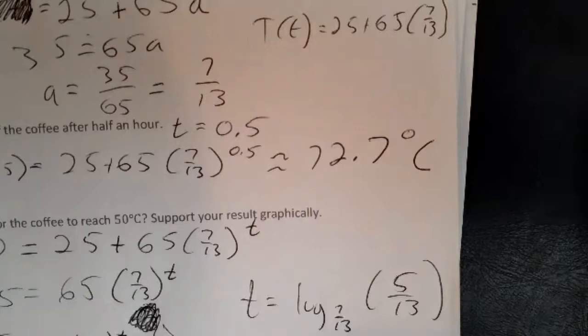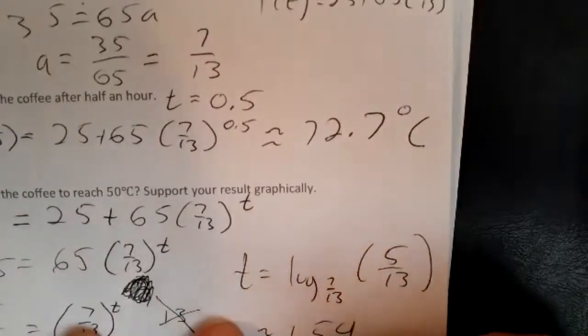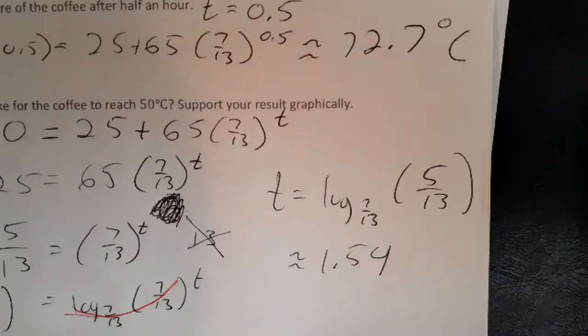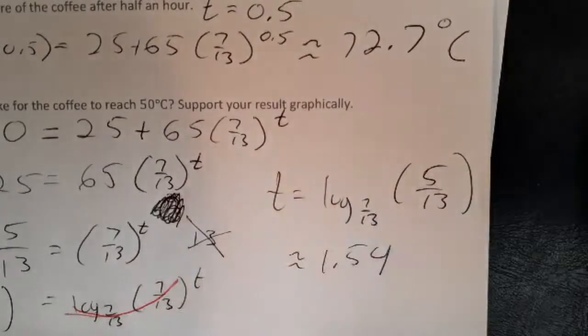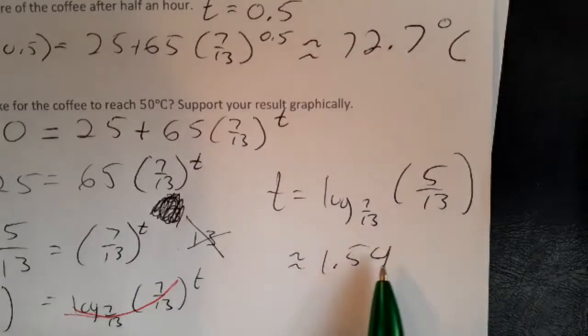Okay, so now everyone do this by hand. No, you're definitely doing this by calculator. So this is about 1.54 hours is what I'm getting. I feel like that would be the meanest thing, to try to get people to do that by hand. Don't even ask me how, I have no idea. So this is log of 5/13 base 7/13. It's a crazy thing to put in your calculator, but you can do it. It'll give you like 1.54.